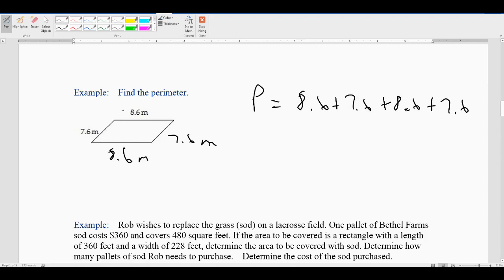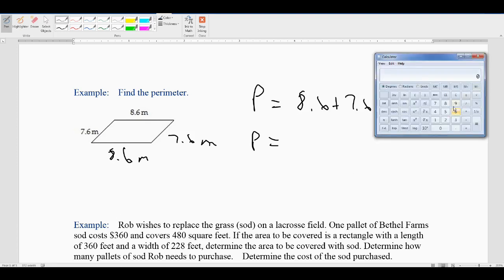You could easily take 2 times 8.6, 2 times 7.6 and add those two together. It is totally up to you how you approach this problem. Does not make a difference to me. But I'm going to take out a calculator. 8.6 plus 7.6. I could add those two and then times that answer by 2 if I wanted to. Plus 8.6 plus 7.6. Probably going to get, let me see, 15, 16.2, 32.4.